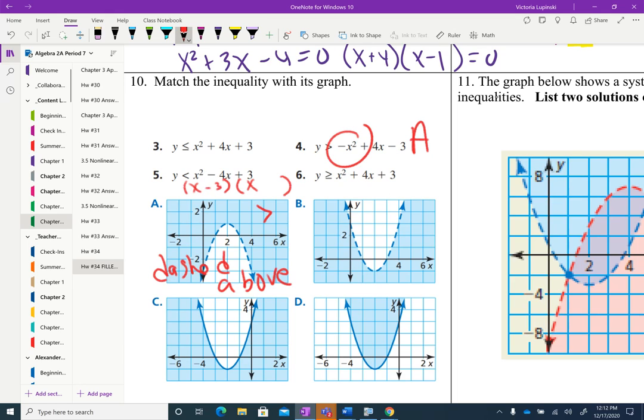-3 and -1. Thank you. So that means the x-intercepts have to be positive. The only one that has a positive x-intercept at 1 and 3 would be graph B. So I know that this has to be B. And again, just to be clear, this should be a dashed line and it's shaded below, which is why it's a less than.